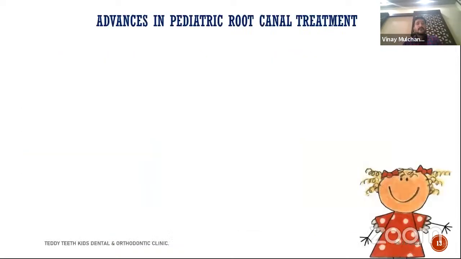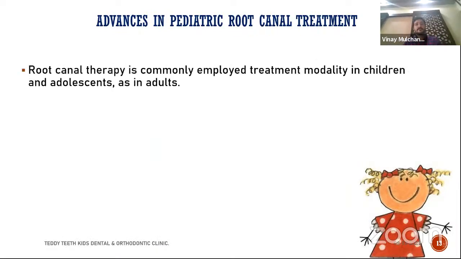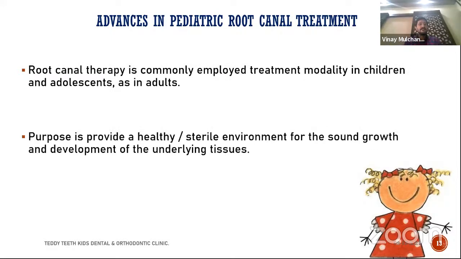Next, coming to the advances that have occurred in pediatric root canal treatment. Now, root canal is a very commonly employed procedure, and the need for this arises to provide a healthy and sterile environment for sound growth and development of the underlying tissues. There is another misconception that root canal should not be done in our pediatric patients.